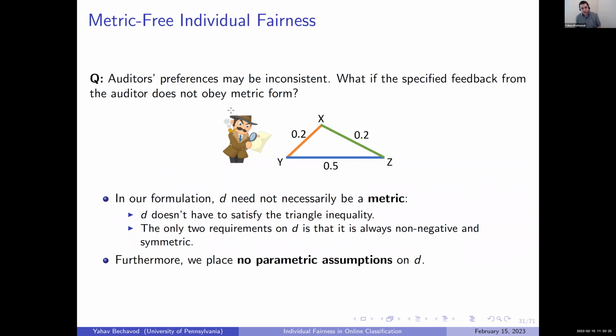You could ask about the auditor's preferences, or human preferences in general, which may be inconsistent, or what happens if the feedback from the auditor does not follow metric form. For example, the triangle inequality could not hold. So in this line of research, we drop these assumptions on the metric and the parametric form, and we just require that the similarity function is non-negative and symmetric.